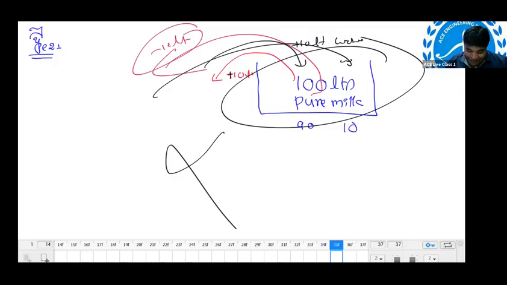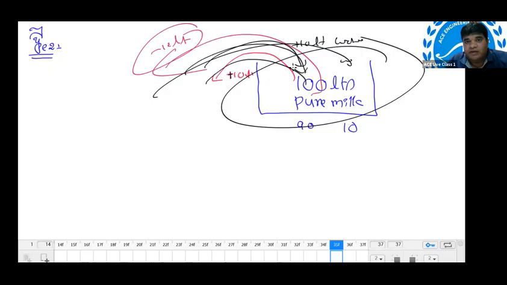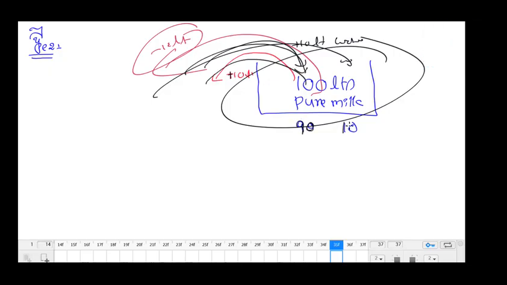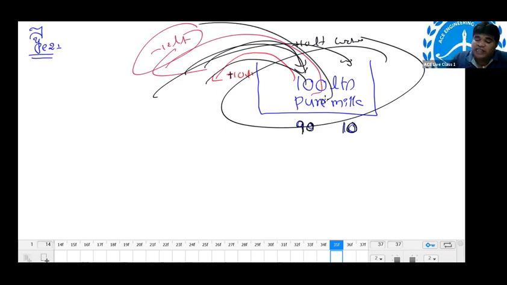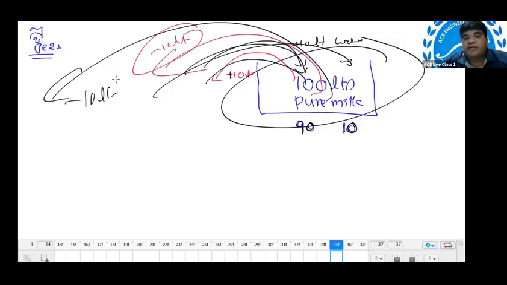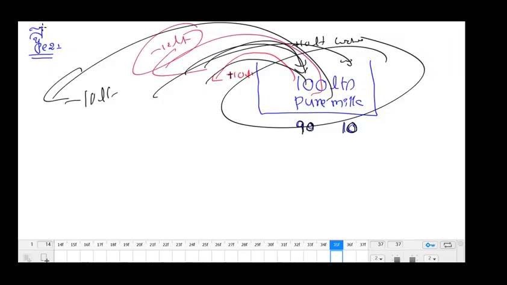Look at all of you. First time, 10 liters removed and 10 liters of water added. So the pure quantity of milk now is 90, and water 10. The second time you remove 10 liters, this 10 liters is not pure milk. It is a mixture. Yes, sir. Second time it is a mixture, so actually 90 and 10.